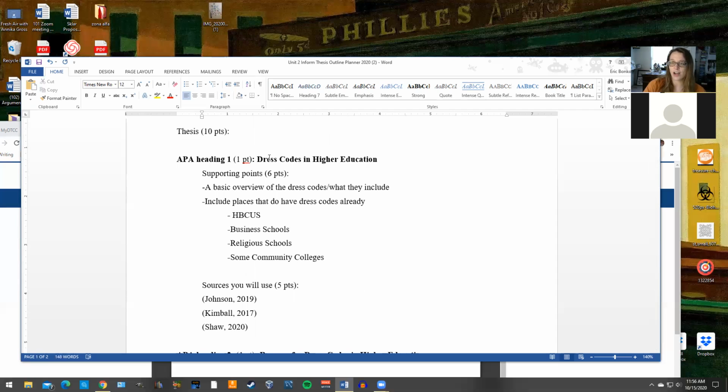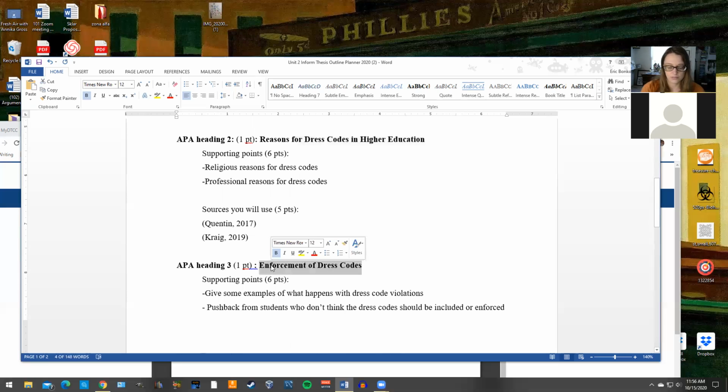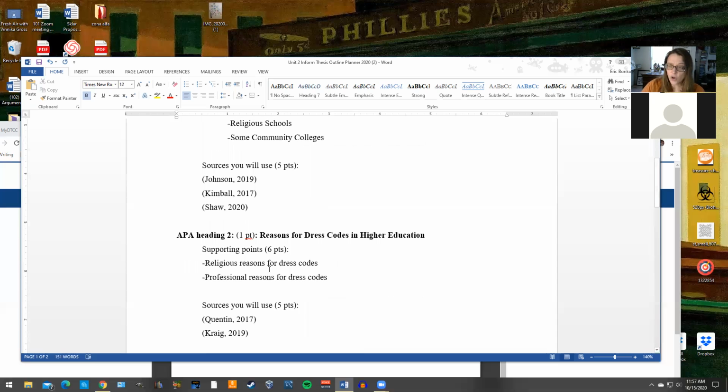If it works best for your topic and your brain to do something like dress codes in higher education, almost split your paper into a pros and cons situation, that's certainly something you can do if it works with your topic. If your topic has a lot of discussion on different sides, you can certainly cover it by explaining, okay, well, here's why.